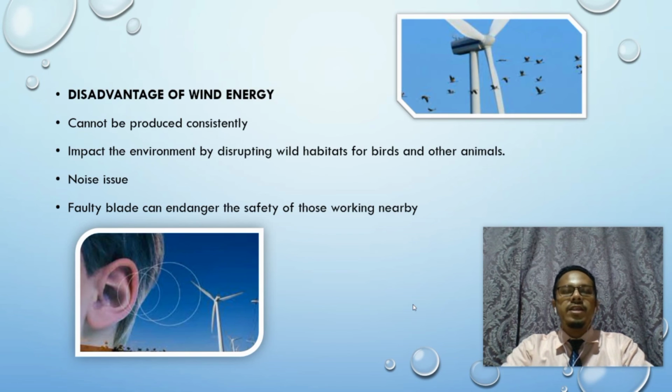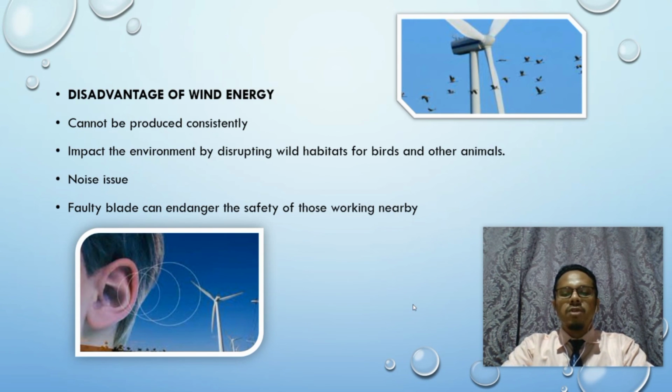Disadvantages of wind energy. The most significant disadvantage of wind energy is that it cannot be produced consistently. Only when the wind blows will energy be produced. High turbines can also impact the environment by disrupting wild habitat for birds and other animals. For some residents who live near wind turbines, noise is an issue. The turbine generator produces a mechanical buzz while the blades create a hissing sound as they move through the air.